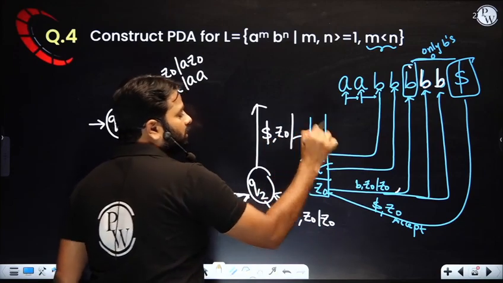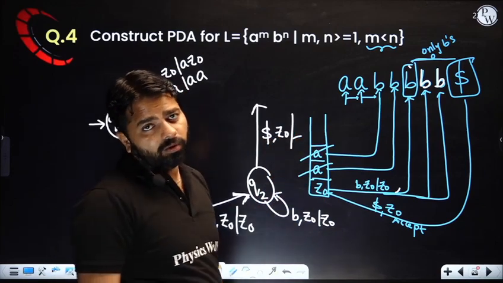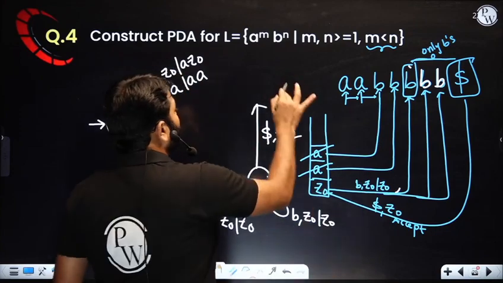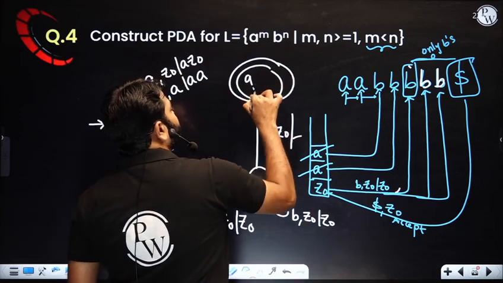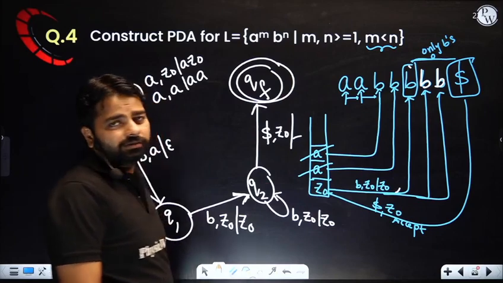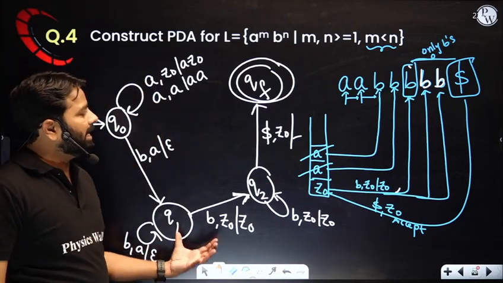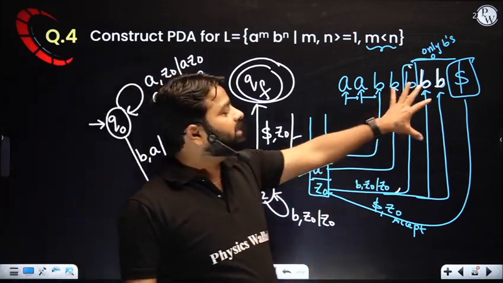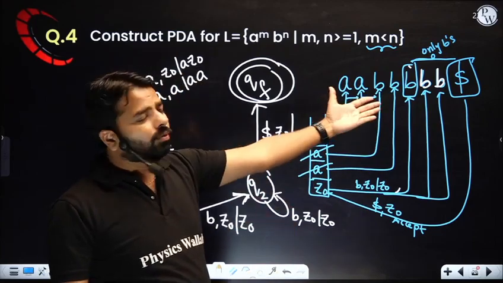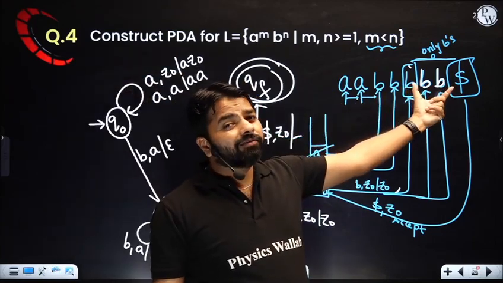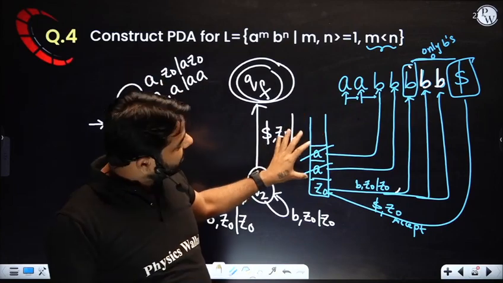Now do whatever, because I'm going to stop now because end of the input occurred. So I'm going to final here. That's it. This is how you accept the strings whenever B's more than A's. If B's are more, input tape left with B's. If A's are more, stack left with A's.